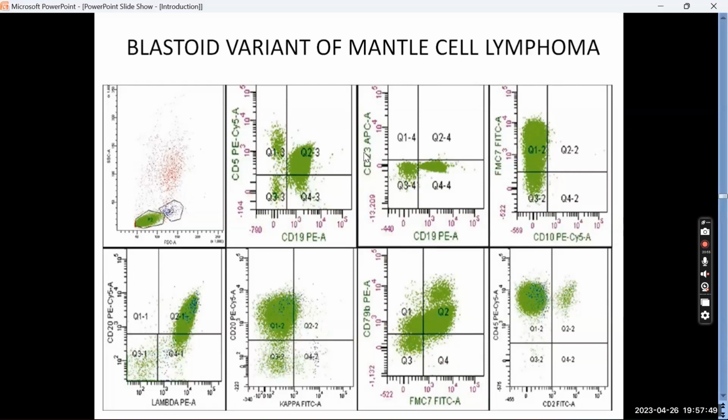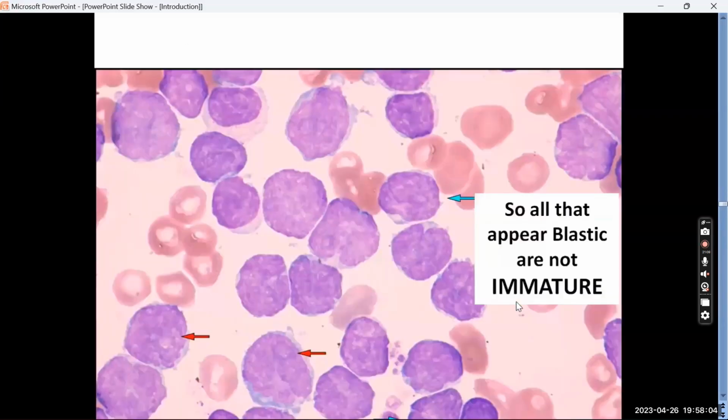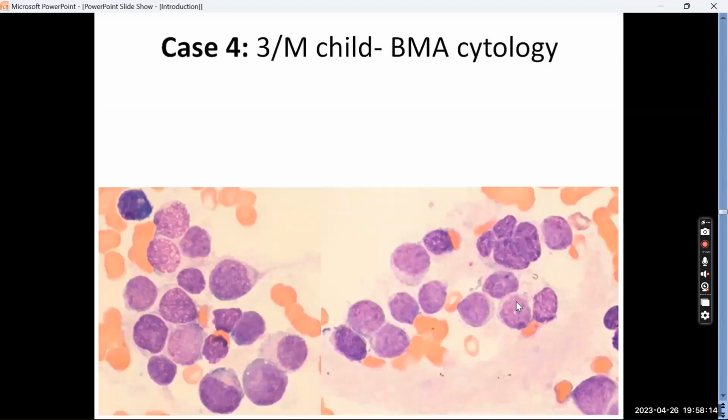Classic phenotype: CD5 positive, CD23 negative, FMC7 positive. FMC7 is something that comes positive in mantle cell lymphoma. It is CD20 moderate expression. It is lambda positive, kappa negative, and this is mantle cell lymphoma. So, not all that appear blastic are immature. If you find blasts, it's not necessarily immature. It could still be a blastoid variant of mature CLPDs.